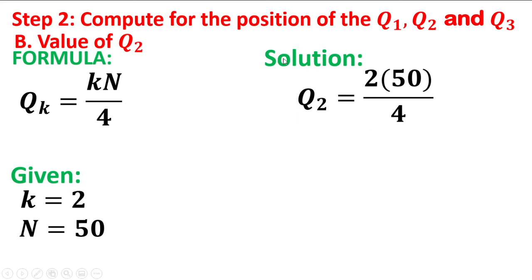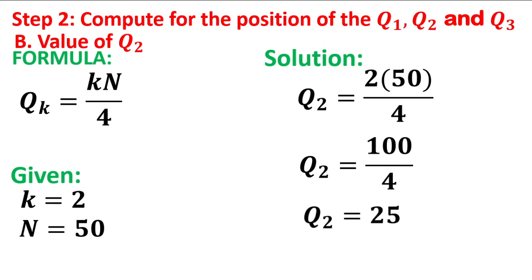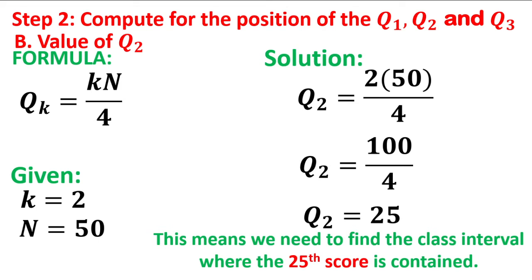Pwede nang i-simplify ito, but for the sake of complete lecture, dire-diretso lang natin. Okay? So, 2 times 50, that is 100. 100 divided by 4, that is equal to 25. So, the position of the second quartile is in the class interval where the 25th score is contained.